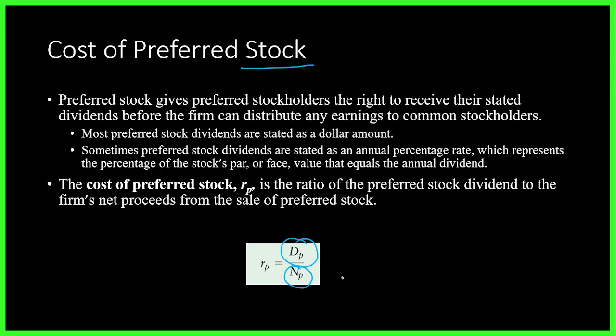Okay, now if you don't have the net proceeds, you can also use the fair market value of your preferred stock. Now again, if you try to look at this formula, yun na naman yung concept niya. What's the cost of using preferred stock? The cost is the dividends that you pay to your owners. And then what's the benefit? The benefit will now be the net proceeds from selling your preferred stocks.